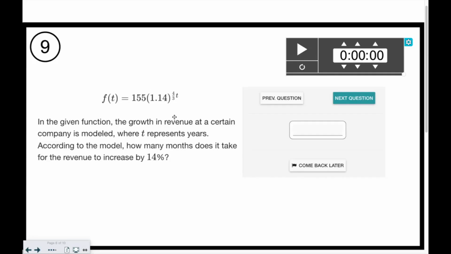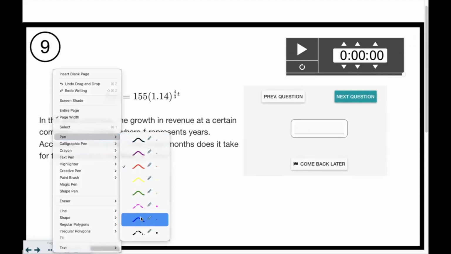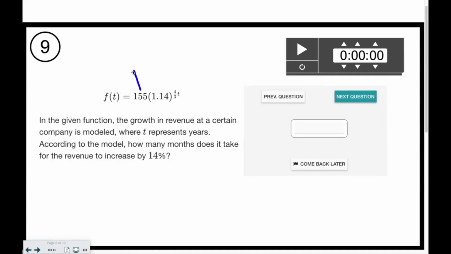So the first thing we have to understand in these is this 155 represents the initial amount. You don't need that for this problem, but it's helpful. I like to review all the concepts. So this should be our initial value anytime we have an exponential model. And it says, how long does it take for it to increase by 14%? So separately, we should know that if we want to increase something by 14%, that's the same as multiplying it by 1.14. So that's just a way to increase it by 14% in one step.